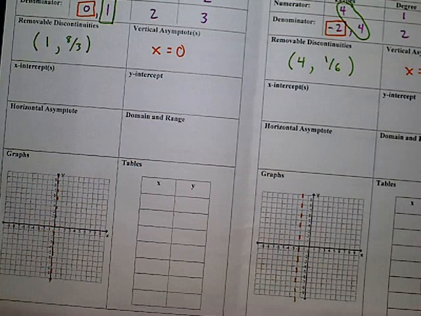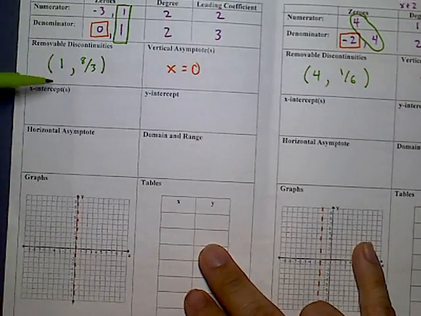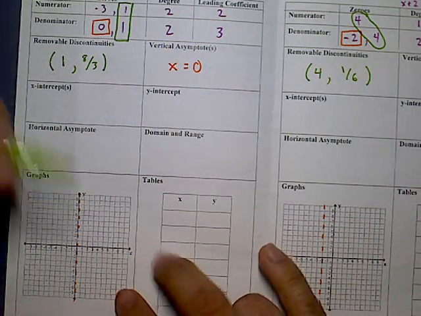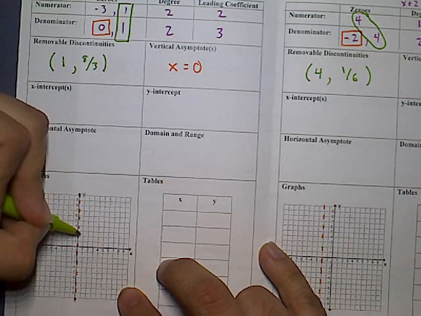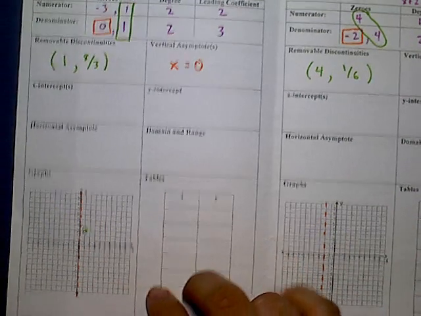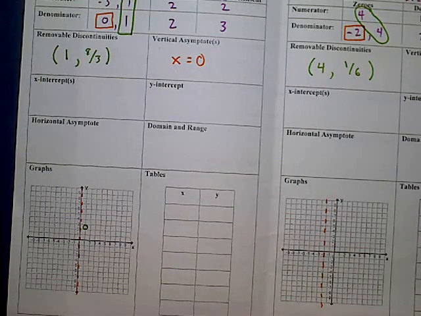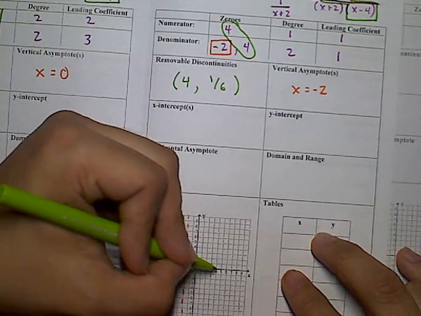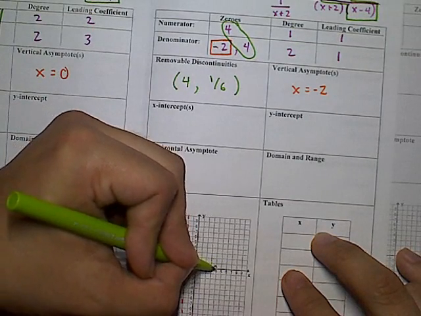But since I didn't do it last time, let's go ahead and graph our removable discontinuities. We have one at 1, 8/3. 8 over 3 is 2.66. So a little bit more than halfway up on 2/3 at the coordinate 1, 2.66. Roughly about there. And over here, on the next one, it's 4, 1/6. So 4, 1/6 is about right there.